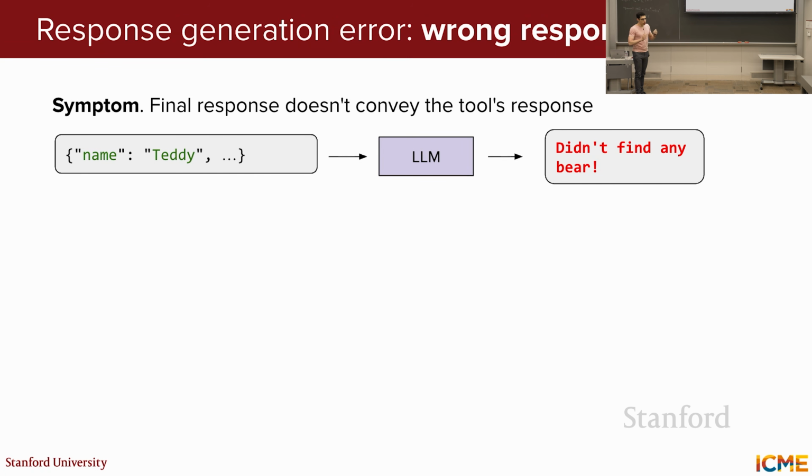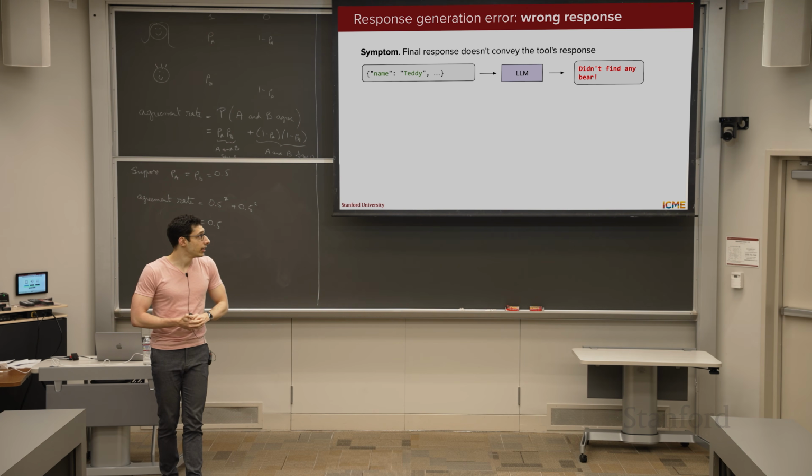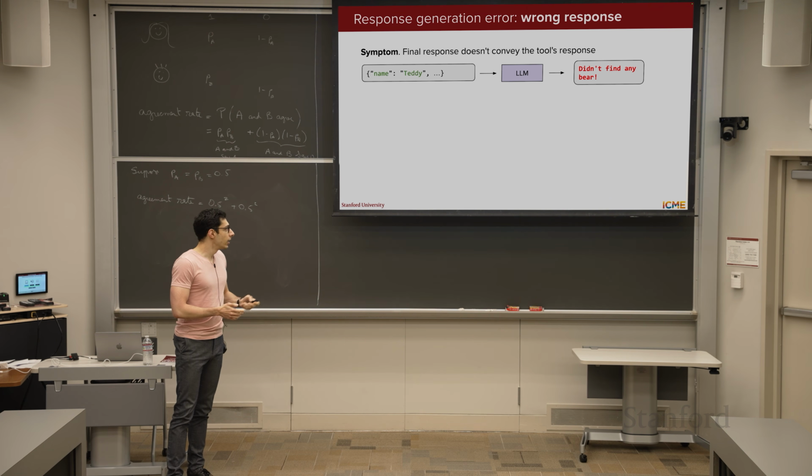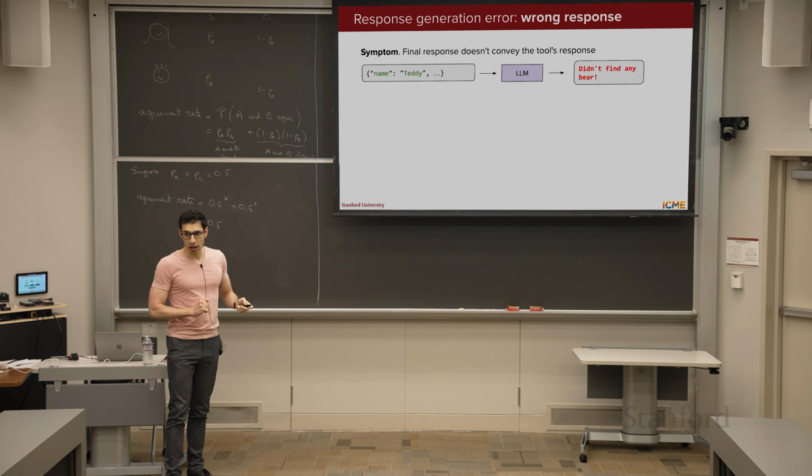So let's suppose your tool found a bear named Teddy, and then the other attributes, which I haven't shown here, maybe say that it is 1 mile away from me. So the teddy bear has been found, and we just have to present it to the user. But if you put it to the model, let's suppose the model says, I didn't find any bear. So what could be the cause here?